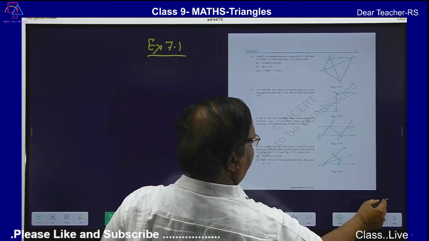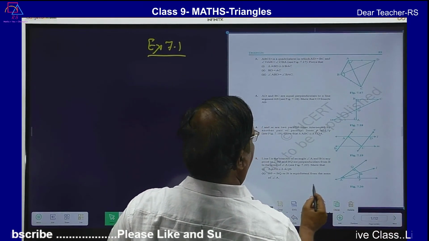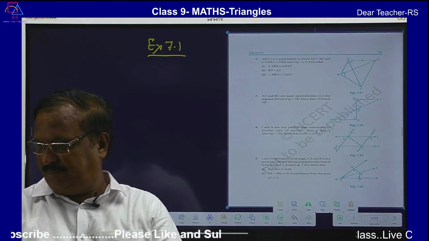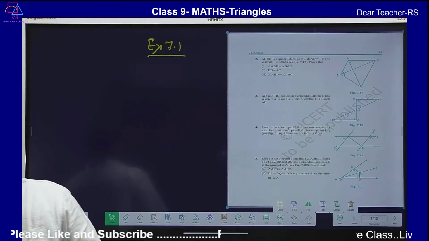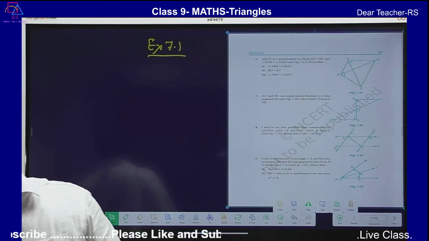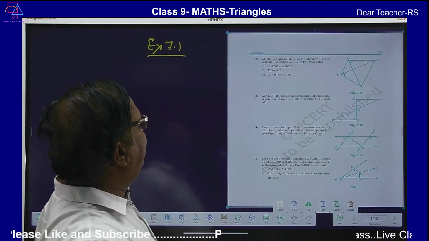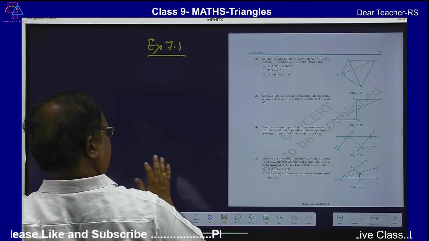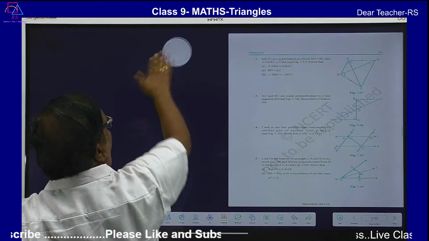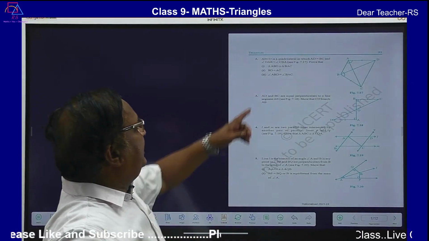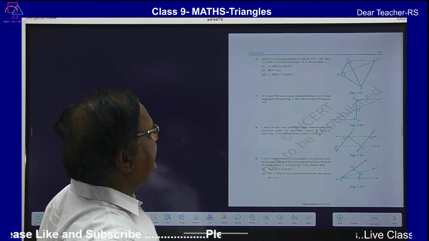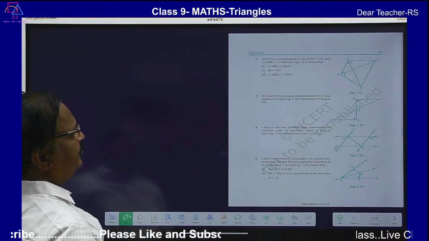These are problems from your textbook, right? So that is the second question. So the second question we will do. Very important thing is you should copy the question properly. ABCD is a quadrilateral, right? ABCD is a quadrilateral. AD is equal to BC.